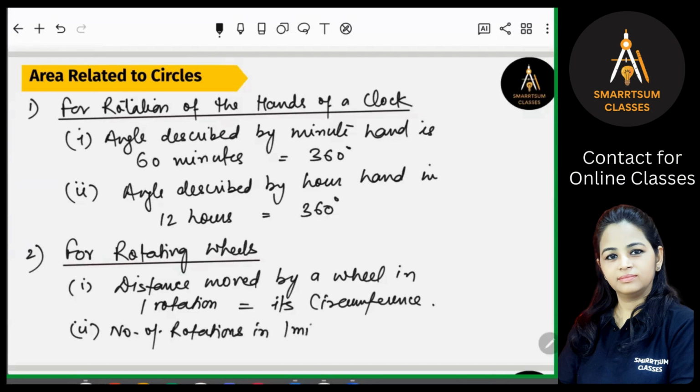If you have to find the number of rotations in 1 minute, then this will always be equal to distance moved in 1 minute divided by circumference, right? So if we have to find out how many rotations the wheel has taken in 1 minute, then we will divide the total distance moved in 1 minute by the circumference. In this way, we will get the number of rotations in 1 minute, right?